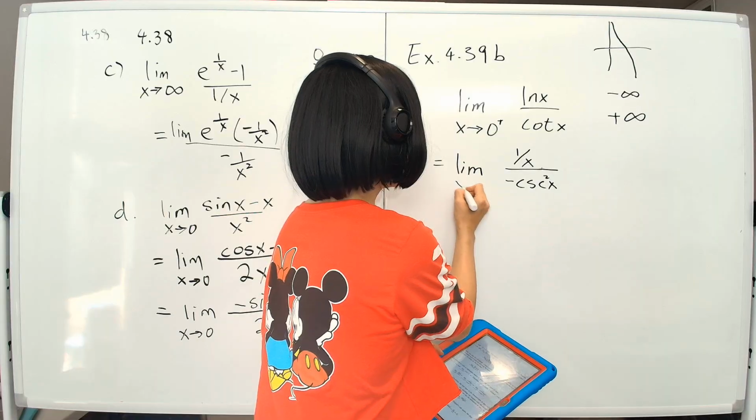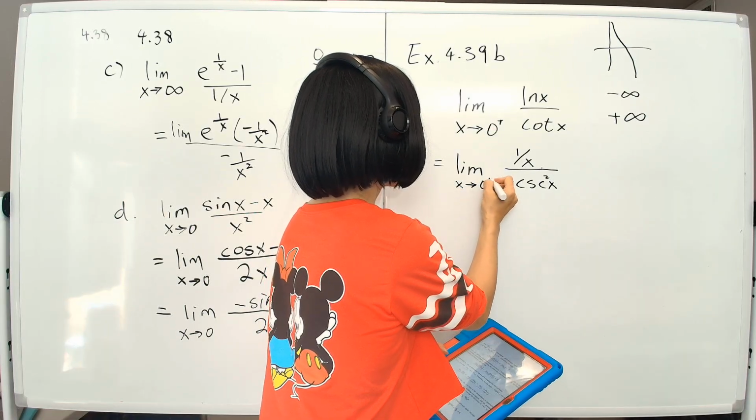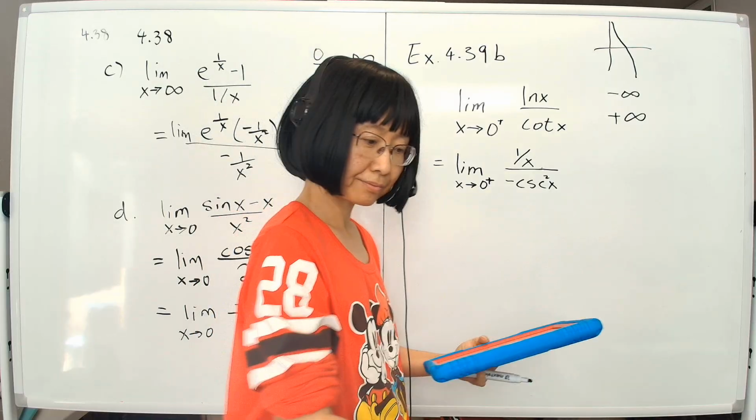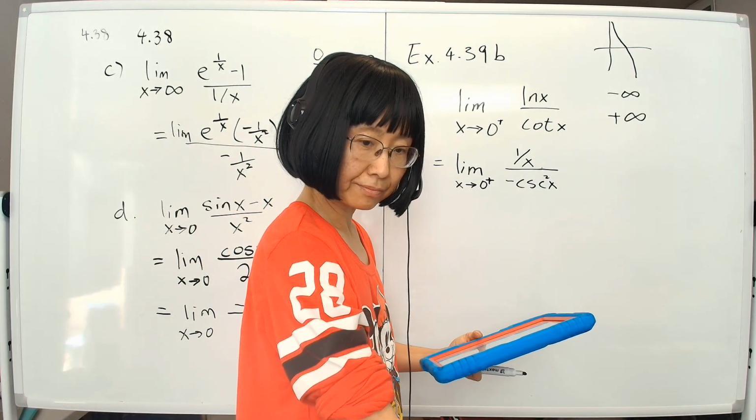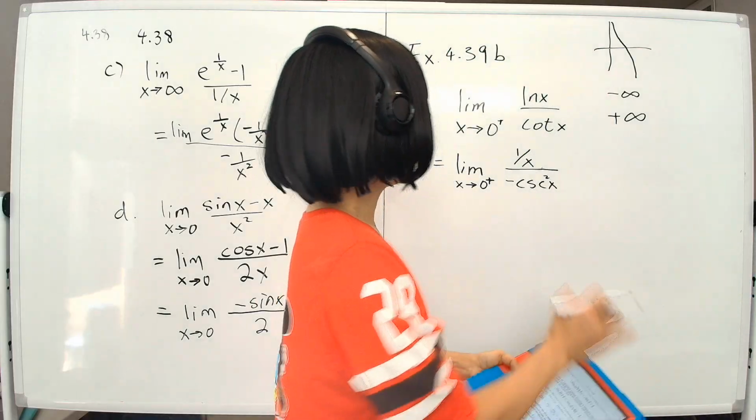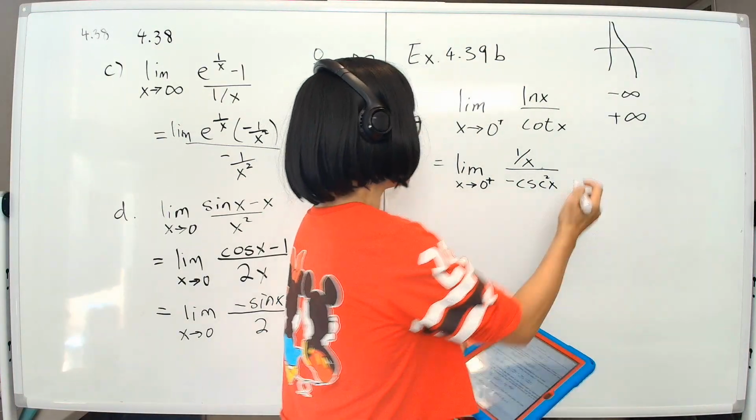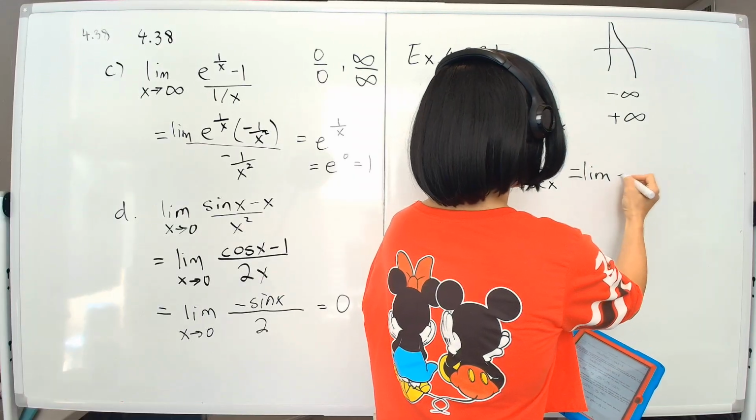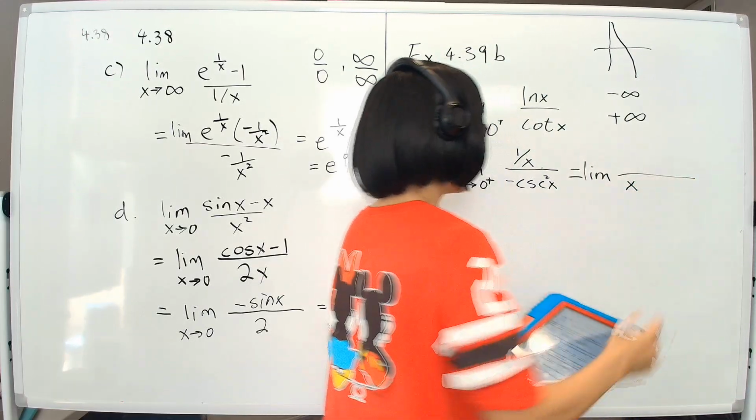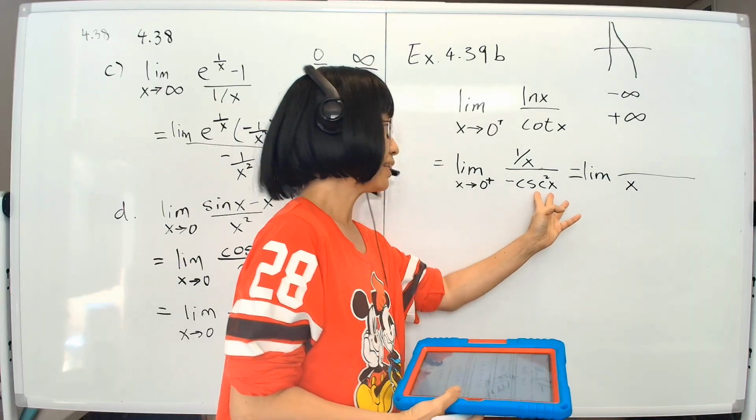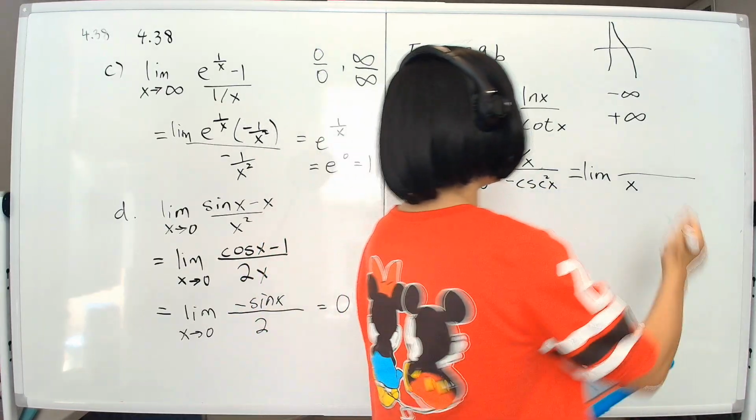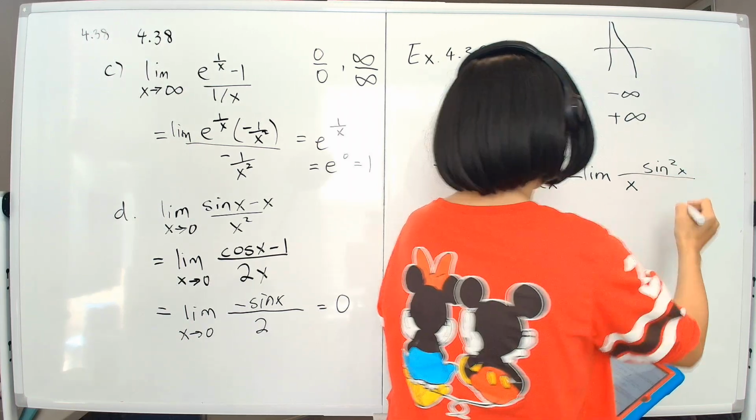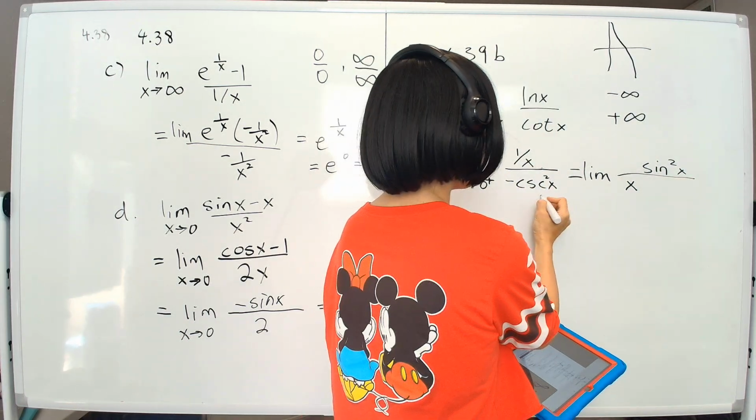And what's x doing? x is going to 0. At this point, let's simplify this thing a little bit. That equals the limit. That's 1 over x, so we'll write x on the bottom. Cosecant is 1 over sine, so you flip it around and write it on top, so sine squared x, since cosecant equals 1 over sine.